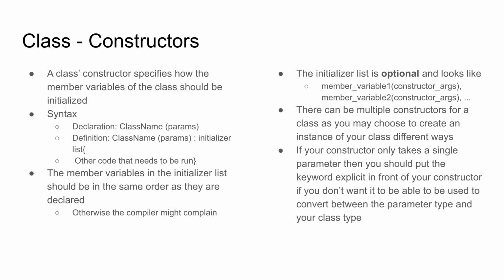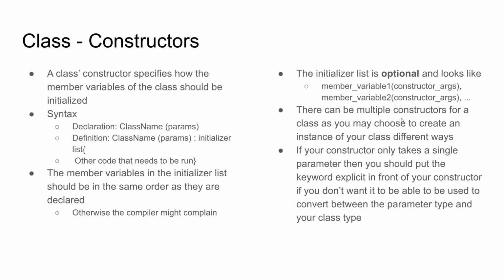The members that you initialize in the initializer list should be in the same order that they're declared. If you don't do it in the same order, the compiler is going to complain. So for us, we have to initialize real first and then imaginary. If we initialize imaginary, then real, the compiler is going to complain at us. The initializer list is optional, and it looks like member variable, parentheses, whatever value you want it to be initialized from inside the parentheses. So you're doing a constructor call here.